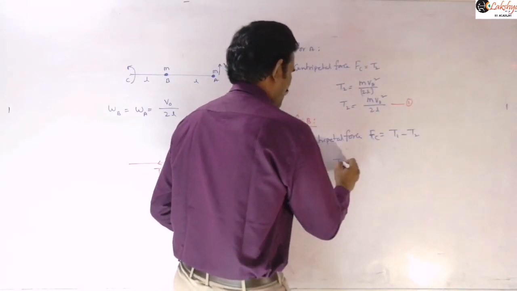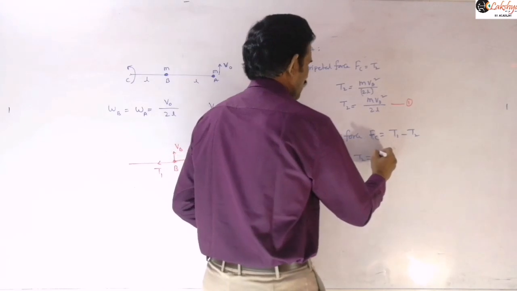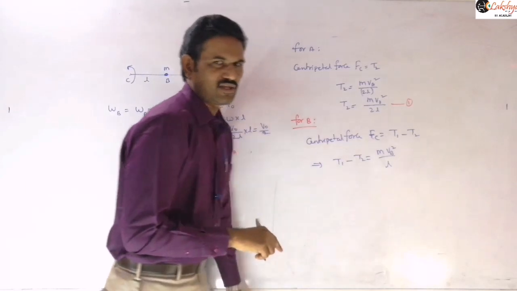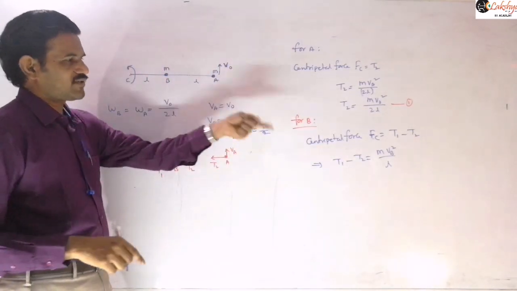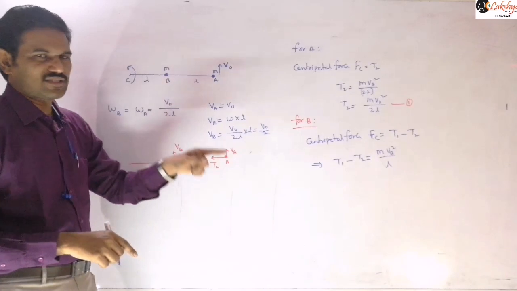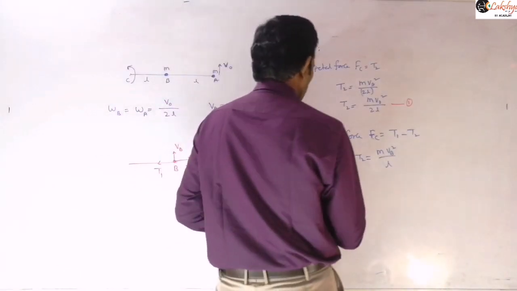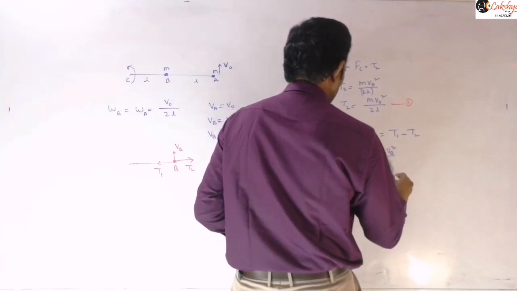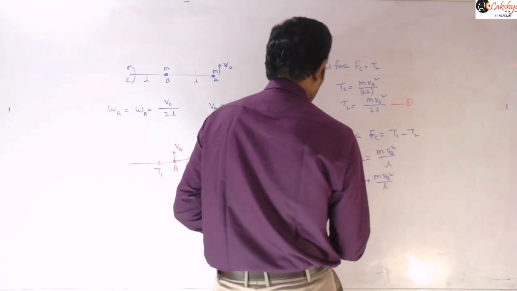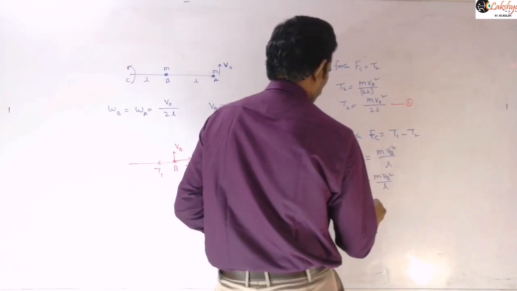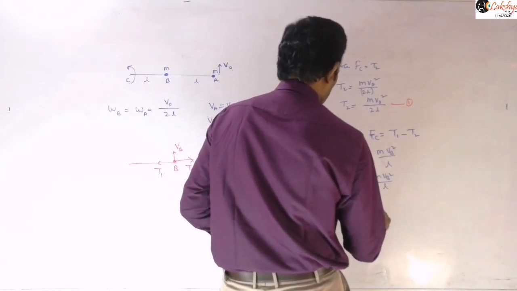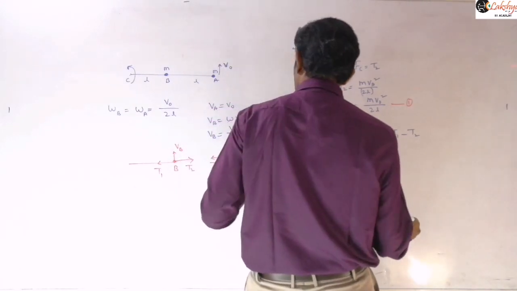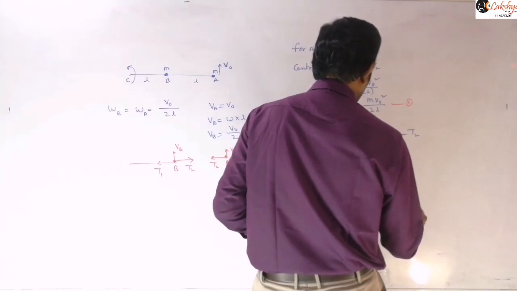Therefore now what we can write here is T1 minus T2 is equal to m into Vb square by L. The radius of that particle will be L. The radius of A is 2L and B is L. And so now you can write this as T1 is equal to T2 plus m Vb square by L. Now we can substitute those values here. T2 is m v naught square by 2L plus m by L into Vb value we already calculated there. So V naught by 2 whole square.